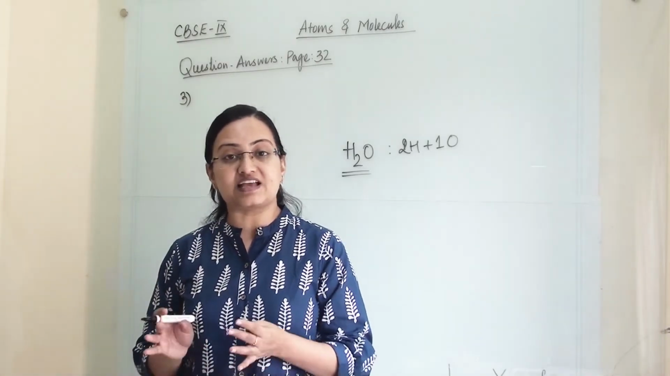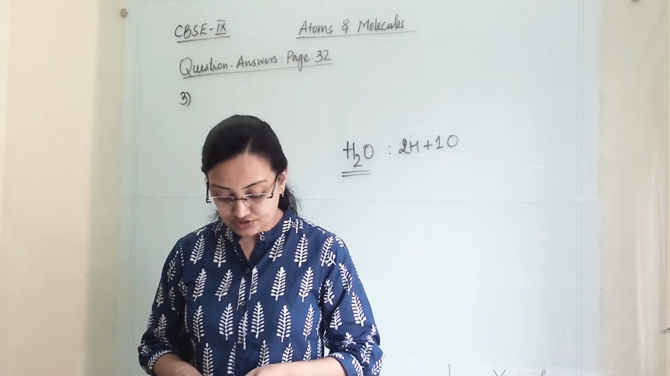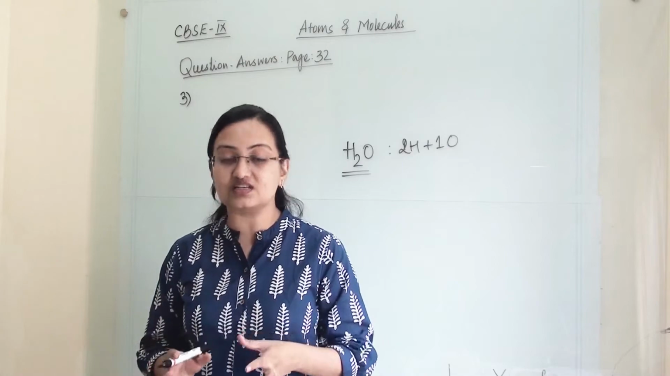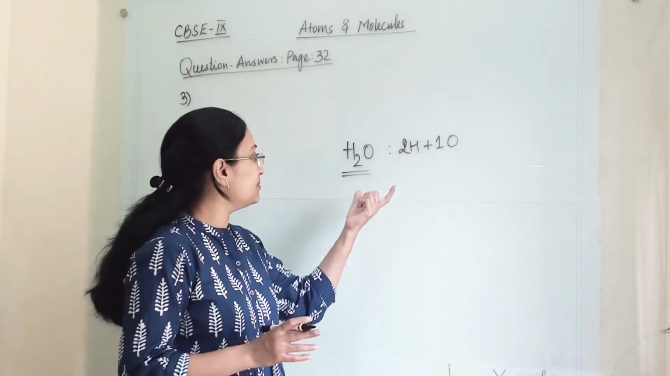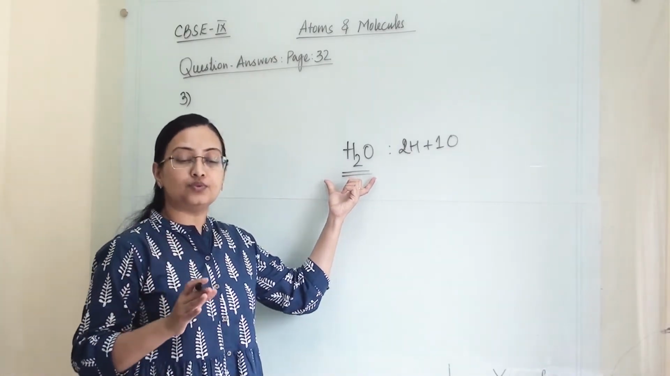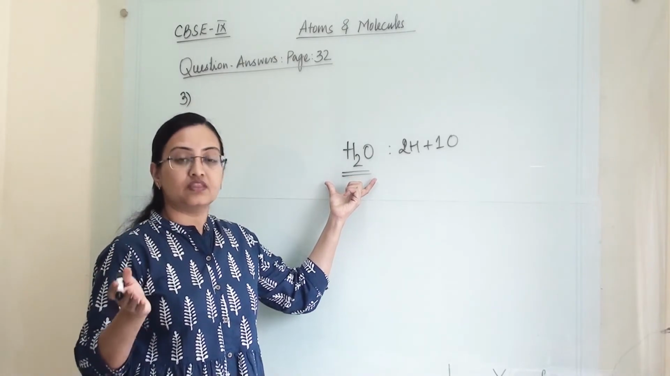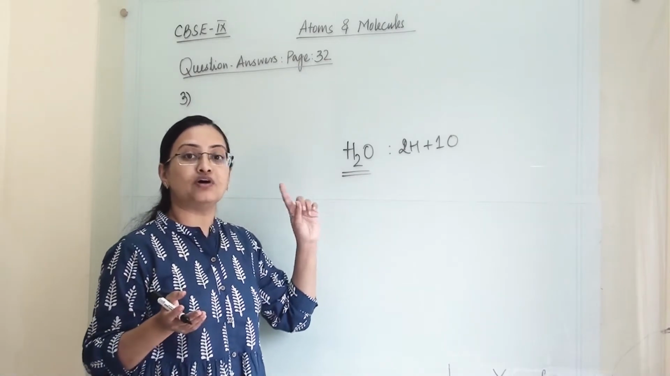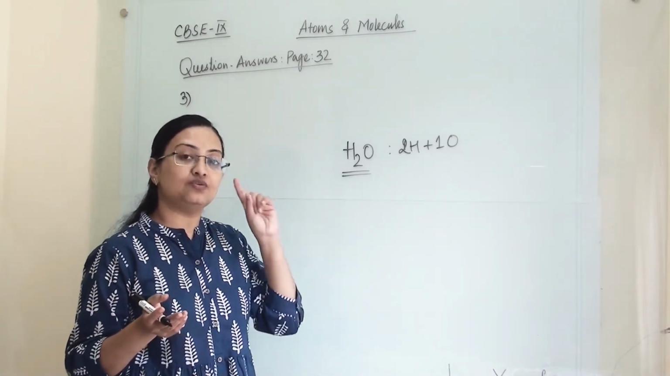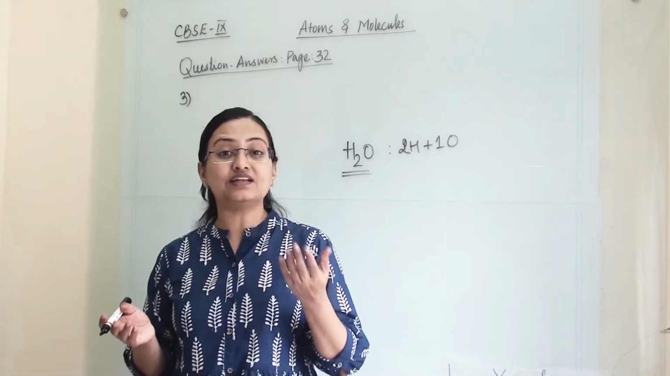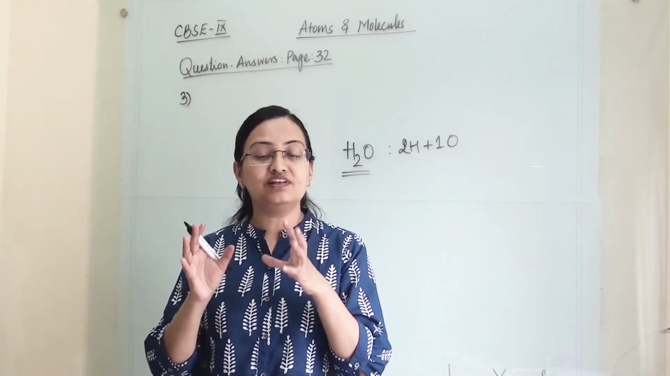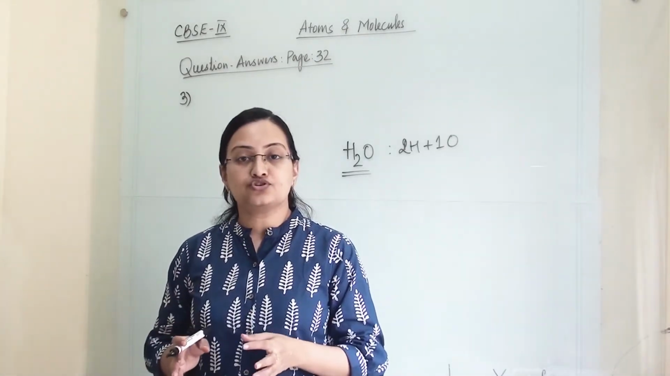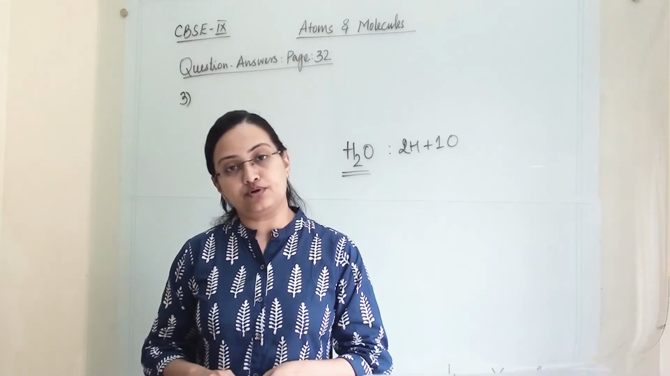Postulate number 6 explains the law of definite proportion, which says that the relative number and kinds of atoms are constant in a given compound. Constant means anywhere on the earth, wherever you find water, if you chemically test it, then you will get two atoms of hydrogen and one atom of oxygen in one molecule of water. That is the meaning of atoms remaining constant in one molecular compound. So the sixth postulate explains the law of definite proportion.